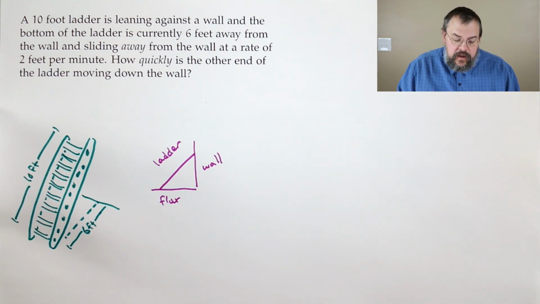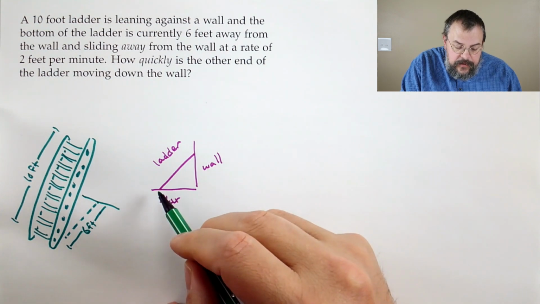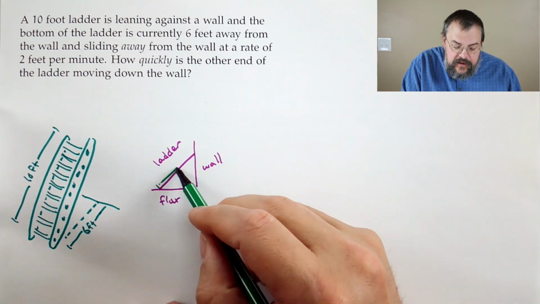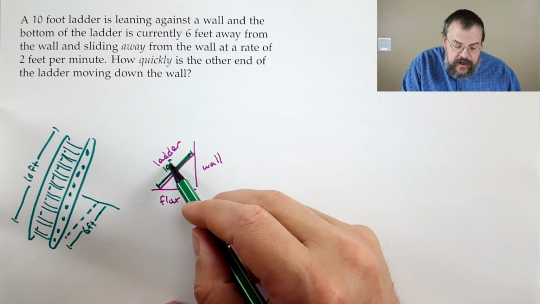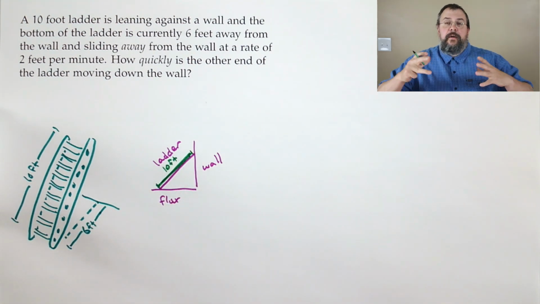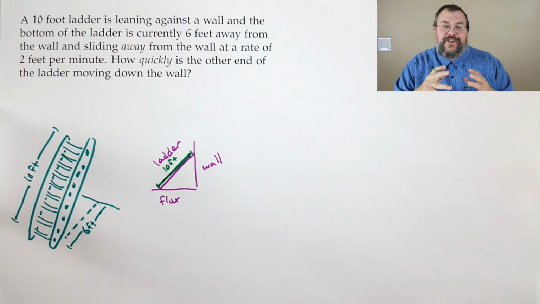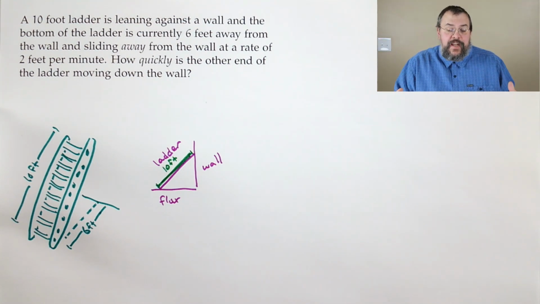And what do we see? Well, first off, it's a 10-foot ladder. The fact that it's a 10-foot ladder tells us that the length of the ladder is going to be fixed. The ladder isn't somehow growing longer or growing shorter. It's at 10 feet. So that's 10 feet. So that's a non-variable, a constant.